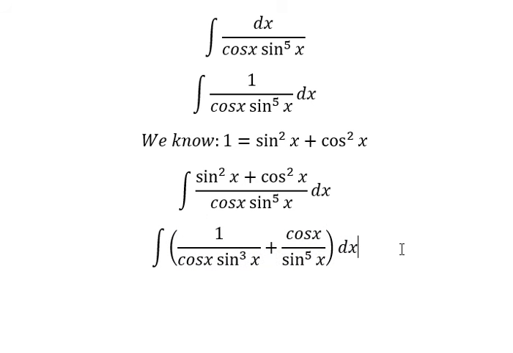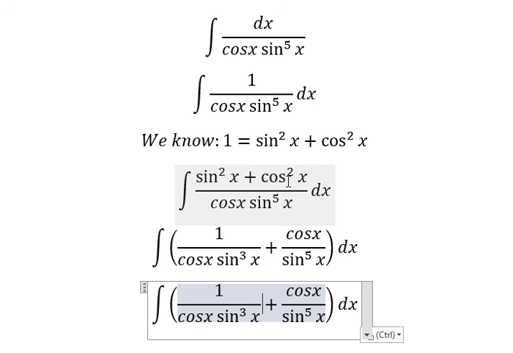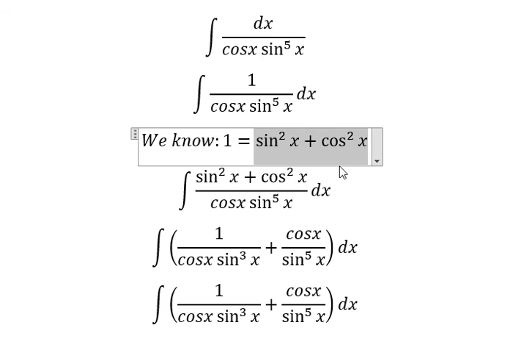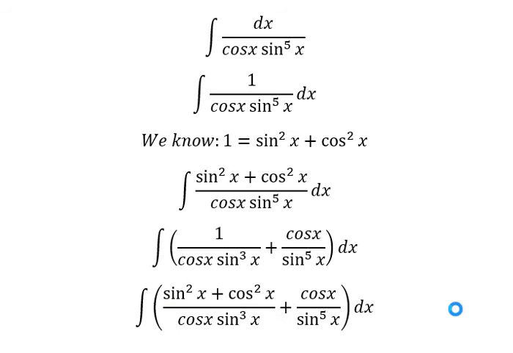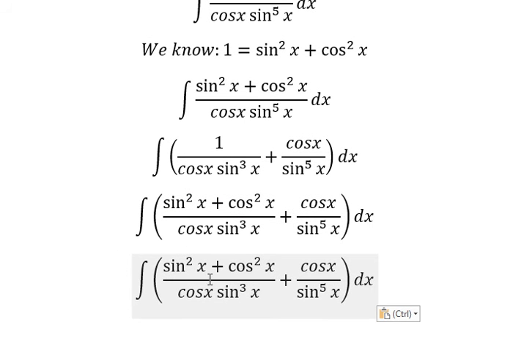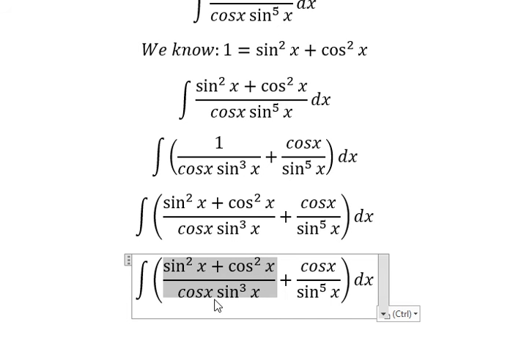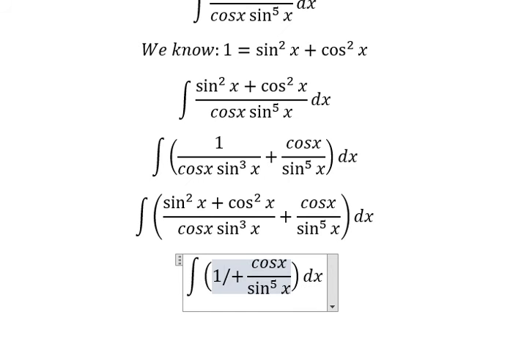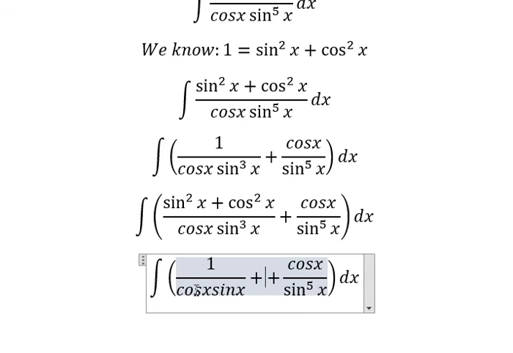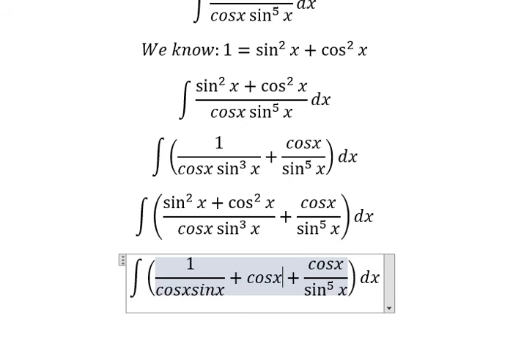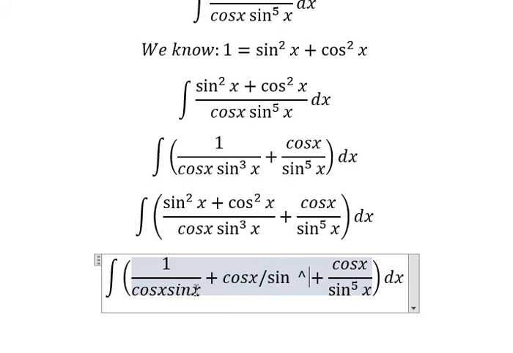The next one, number 1, we can change into this one. So sine squared x divided by sine x to the power of 3. Cosine squared x divided by cosine x, you got cosine x. And now we have number 1 over cosine x sine x. And the next one, cosine x over sine x to the power of 3.